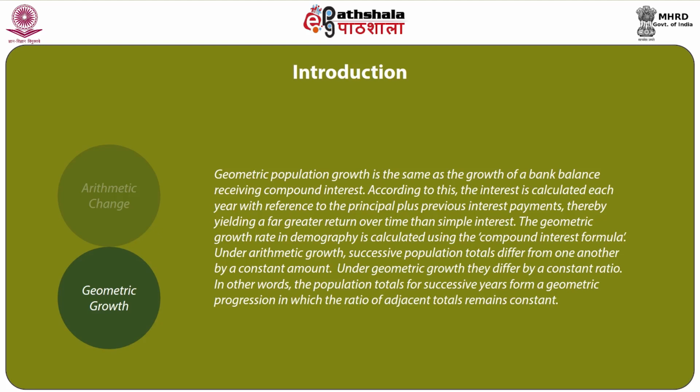Under arithmetic growth, successive population totals differ from one another by a constant amount, whereas under geometric growth they differ by a constant ratio. In other words, the population totals for successive years form a geometric progression in which the ratio of adjacent totals remains constant.